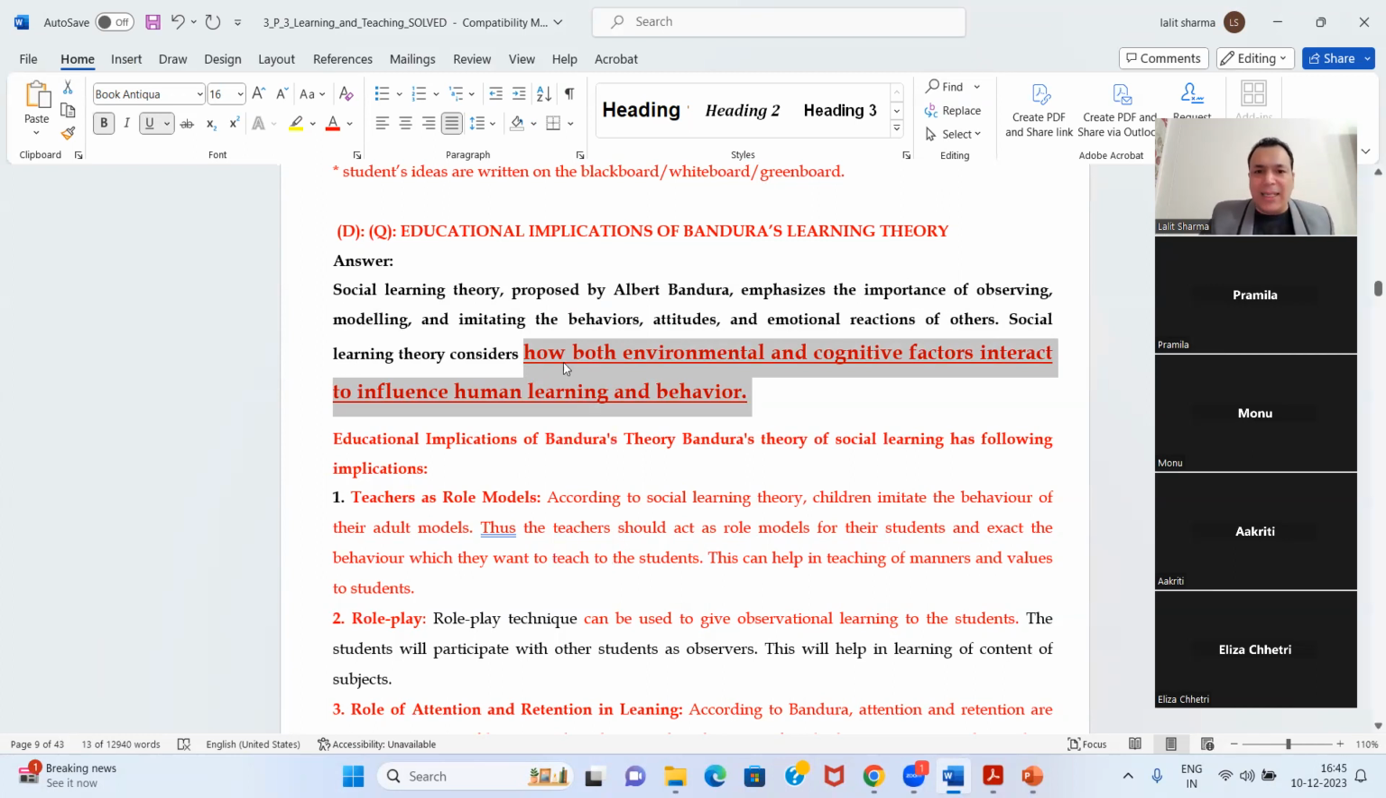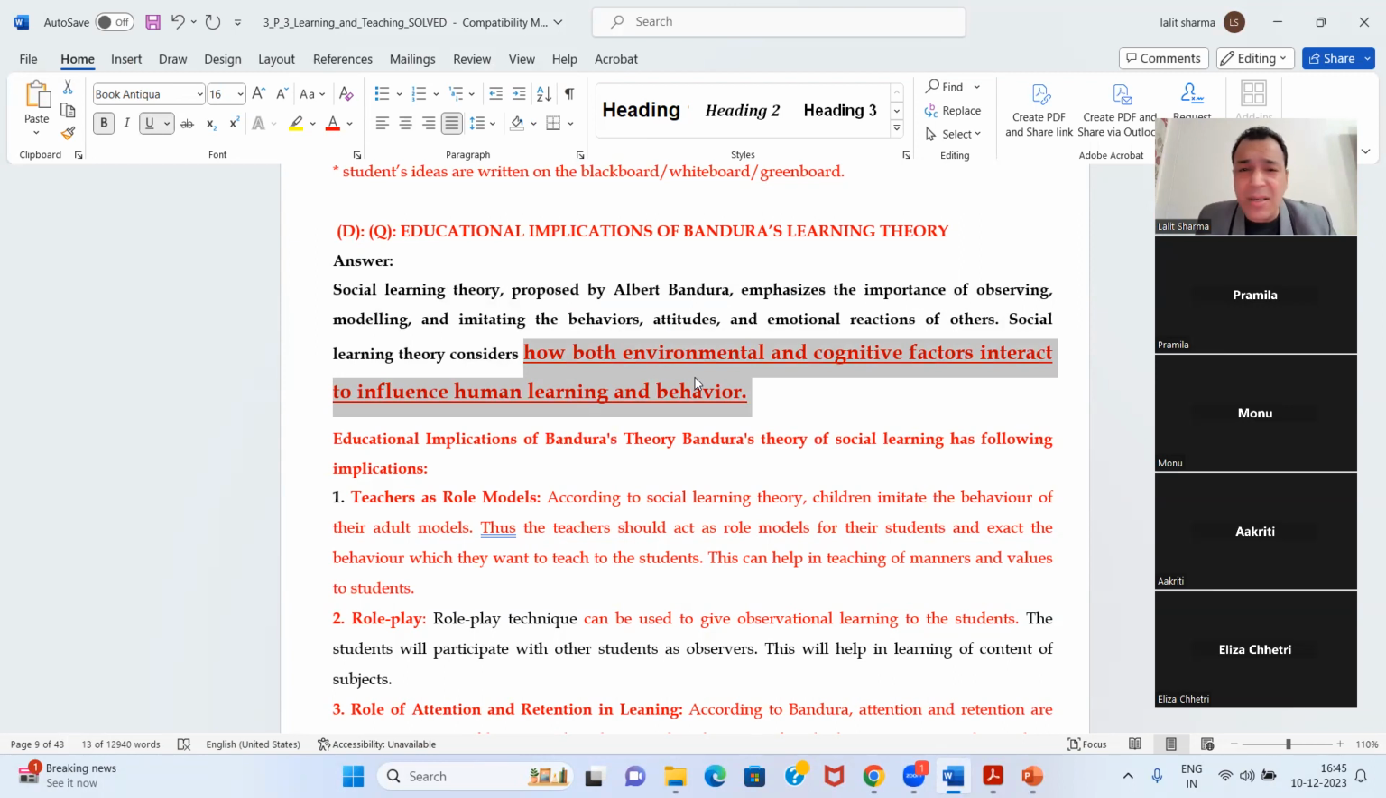This theory says how both environmental and cognitive factors interact to influence human learning and behavior. Got it? How environmental and cognitive factors interact to influence human learning and behavior.